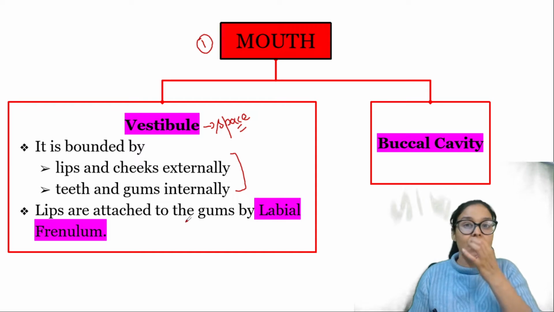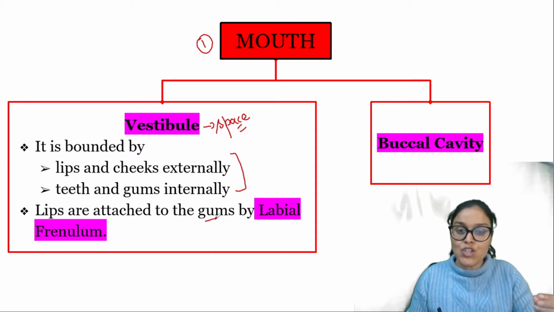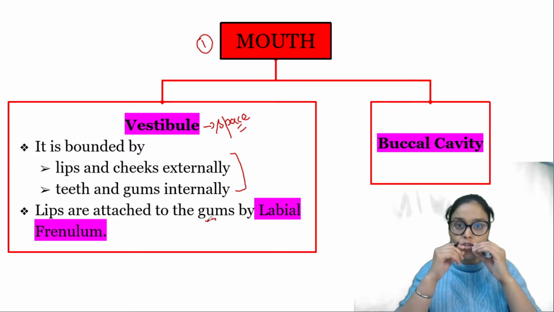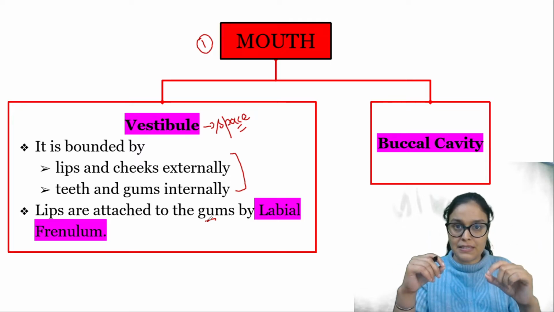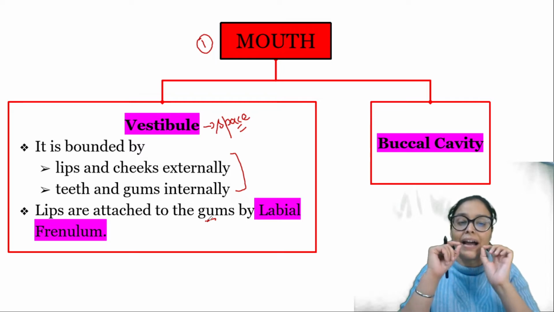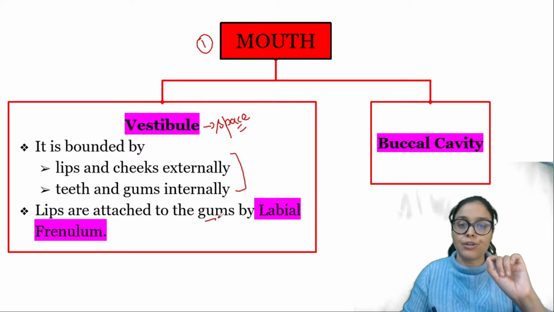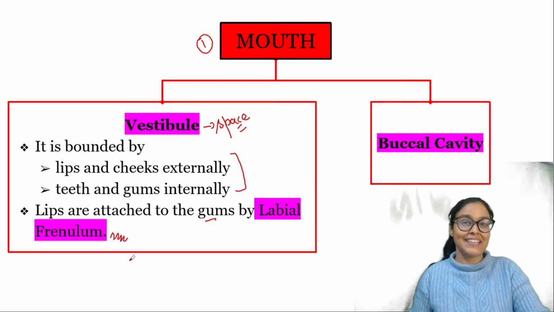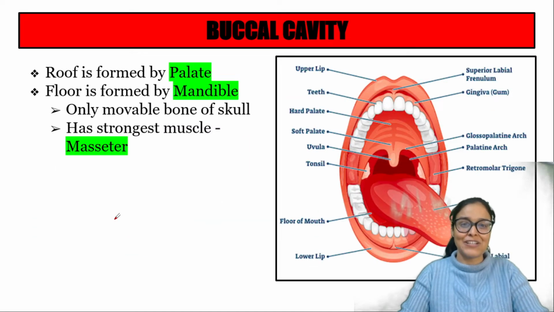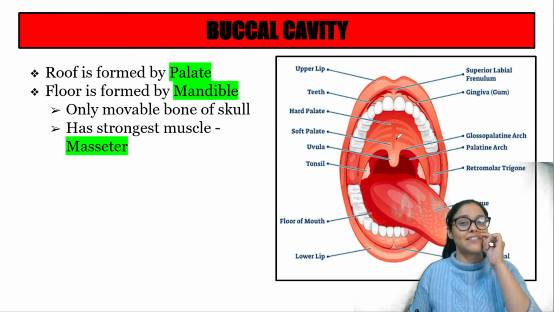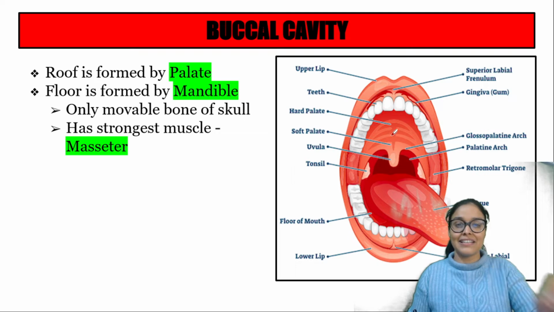And you know what? Our lips are attached to the gums. Today you can see all these things in the mirror. Just pull your lips and you will see that your lips are attached to your gums by a particular projection, a particular fold, and that is known as the labial fold. दिखते हैं ना मुंह में, तो वही है labial fold, right? See, this is actually the vestibule, है ना? ये जो space है, this is the vestibule, bound by lips and cheeks externally, teeth and gums internally, and there's a space.